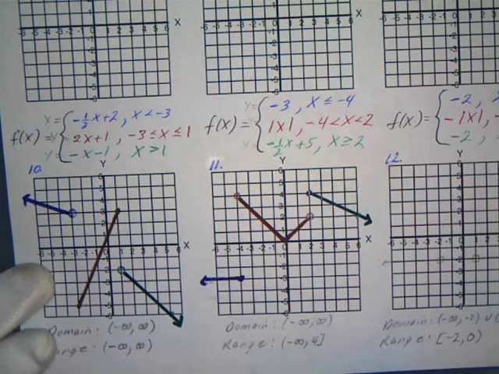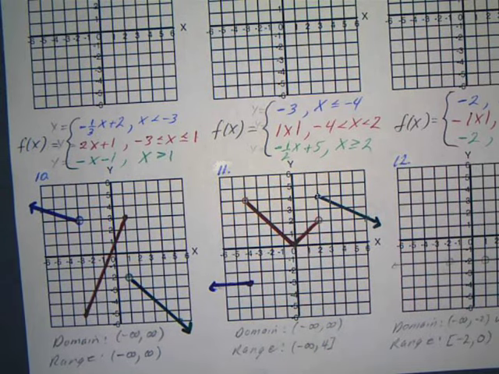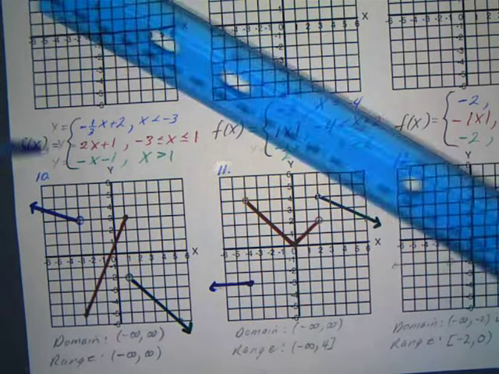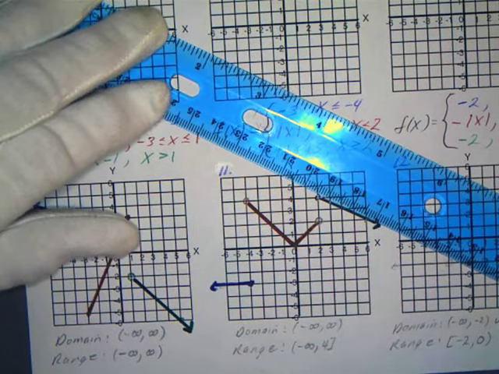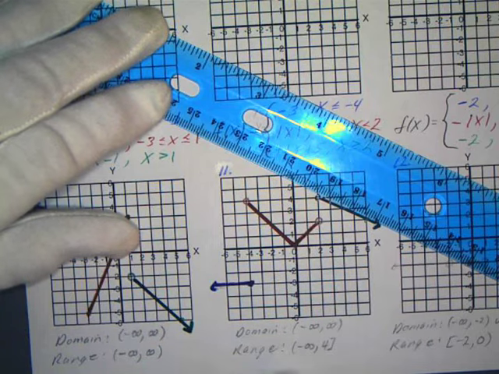All right. So my domain looks like it's going to be all real numbers from -infinity to infinity. And my range, well, this looks a little odd because you might not see that, but this line over here is going to keep going all the way down. So it's actually going to go down to -infinity. So my range is going to go from -infinity.